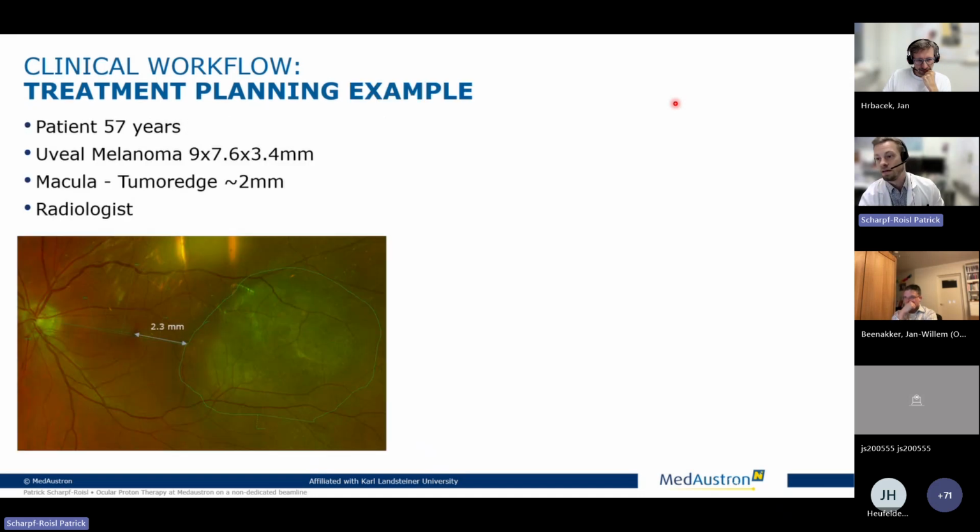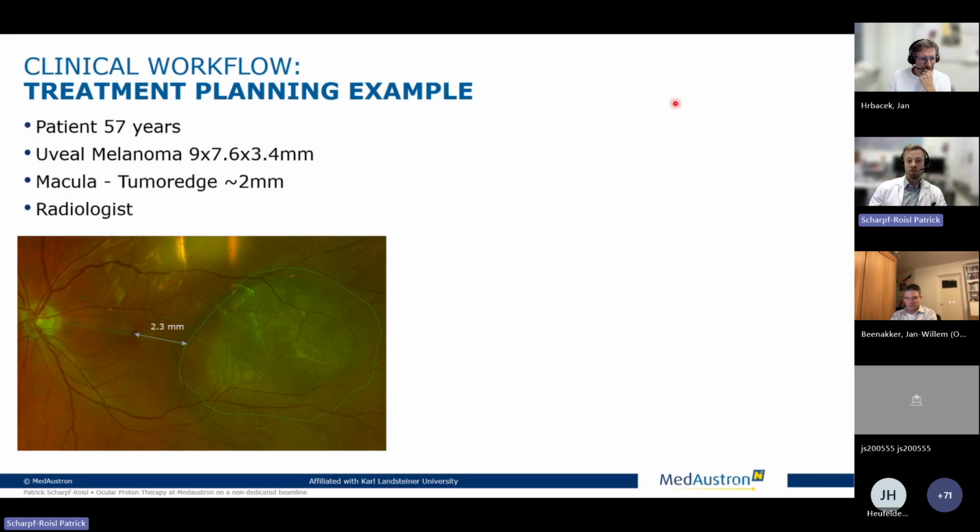I also brought one of our examples, a patient we treated last summer, a patient 57 years old with a rather large uveal melanoma of 9 times 7.5 millimeters and an extension of 3.4 millimeters. The interesting part: the macula to tumor edge distance was 2.3 millimeters, which is exactly in the range of the distal PTV margin that we usually choose.